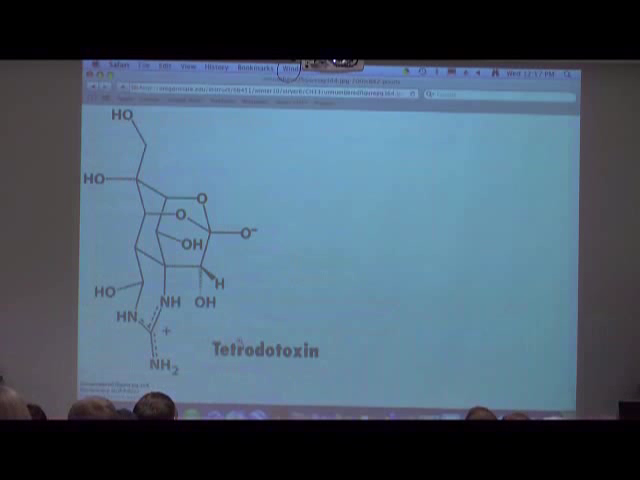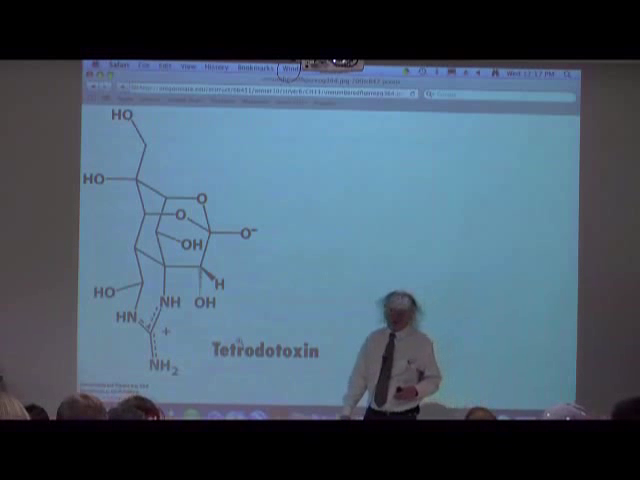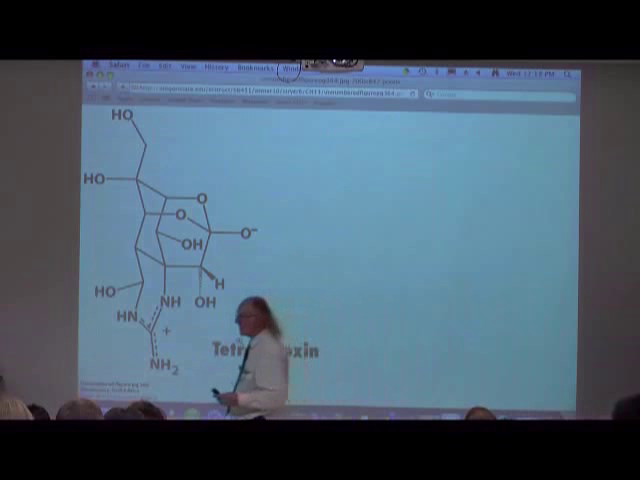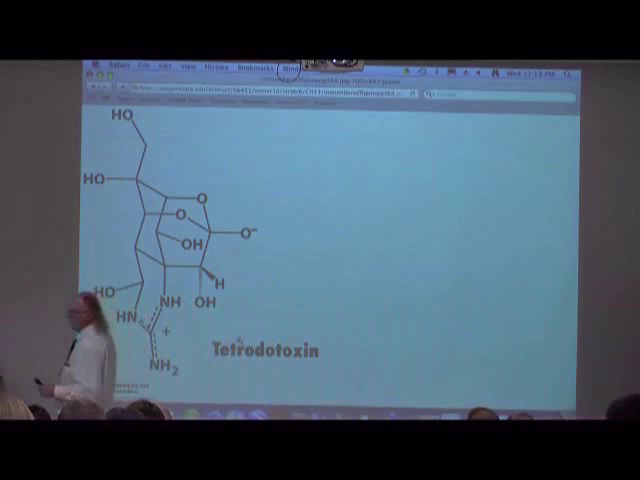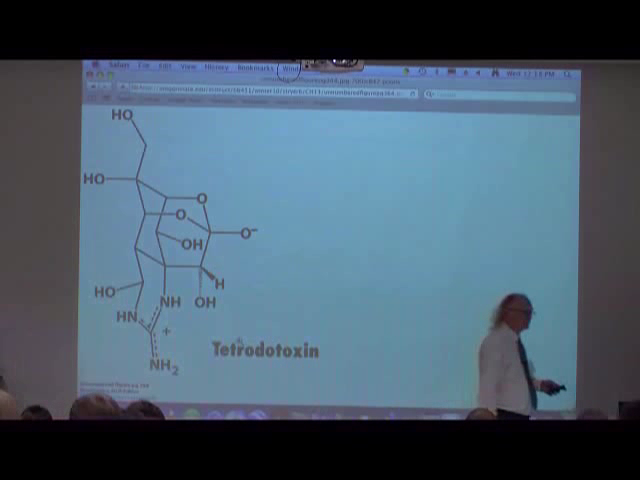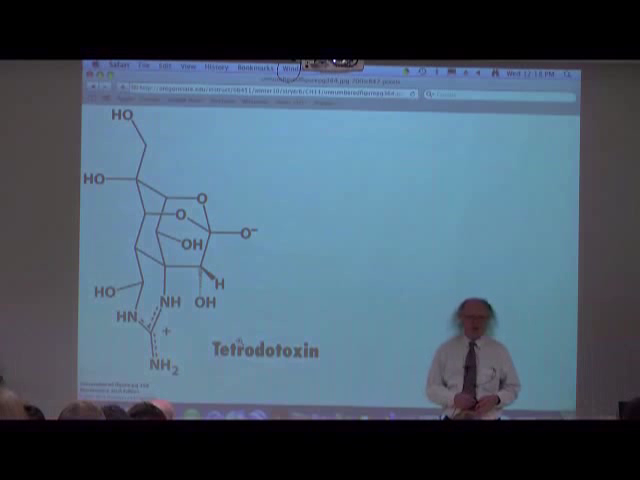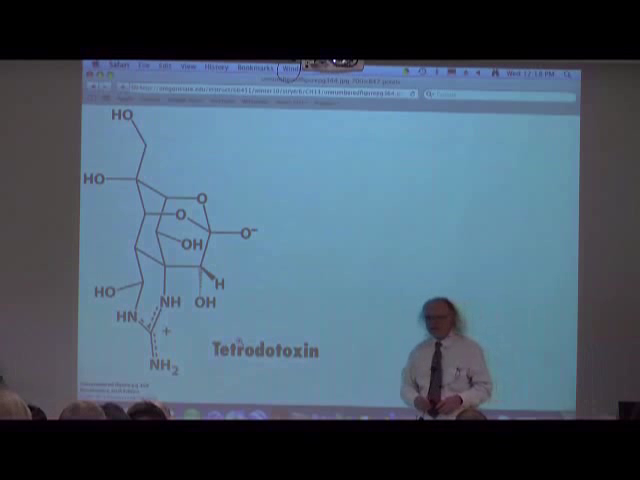So that's how nerve signals get transmitted, all right? Now, there are things known as neurotoxins. You've heard of neurotoxins. There are a lot of neurotoxins out there, and neurotoxins are nasty things, because what neurotoxins can do is they can basically kill nerve cells. Here's a neurotoxin known as tetrodotoxin.